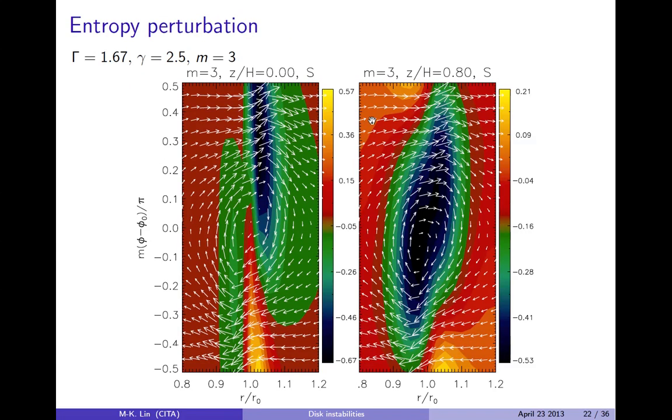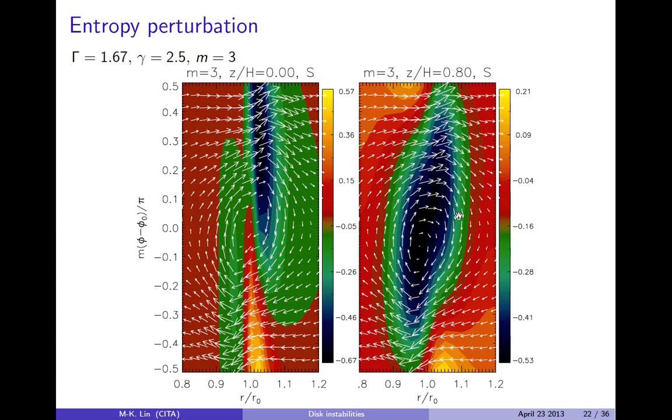This is a plot of the perturbed velocity field in the midplane on the left and near the upper disk line on the right. The color here is the entropy perturbation. So the entropy perturbation has some vertical dependence. It actually becomes more negative away from the midplane. But the velocity field is again very similar to the polytropic disk case. So we have anticyclonic motion associated with overpressure or overdensities. So that's not changed.